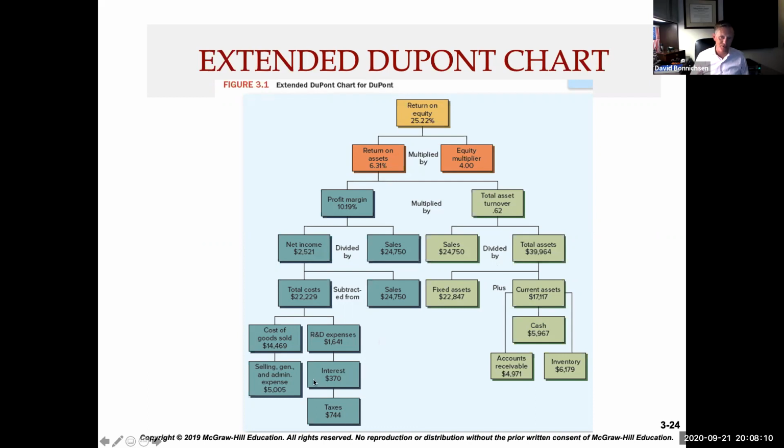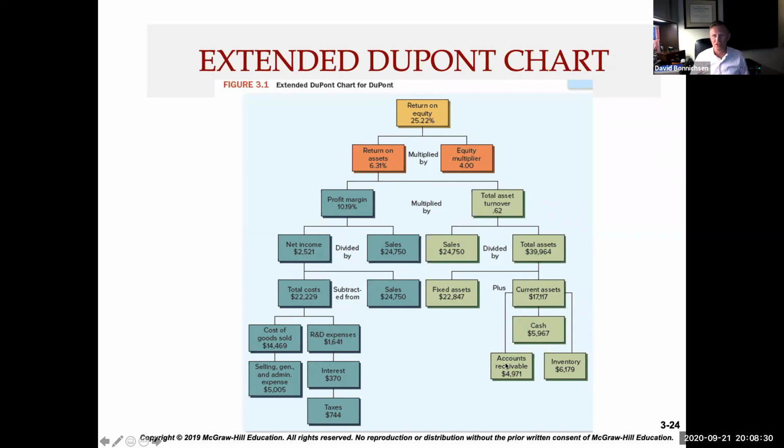So we have taxes, interest, SG&A, cost of goods, R&D. We've got total costs, right? We subtract that out from sales and we get net income. Okay, we divide net income by sales to get profit margin. Net income over sales to get profit margin.